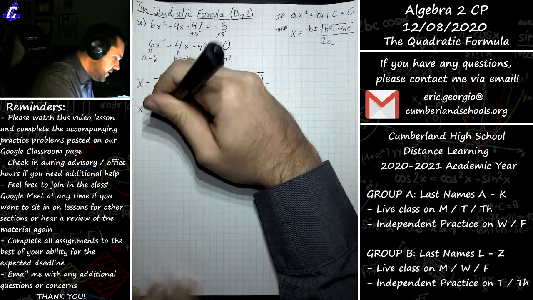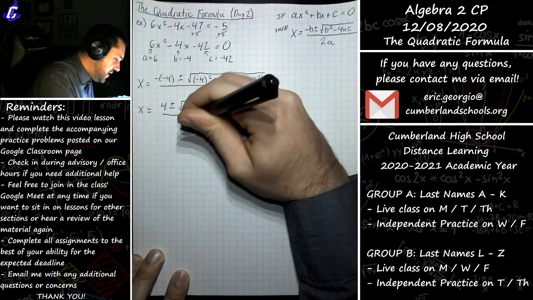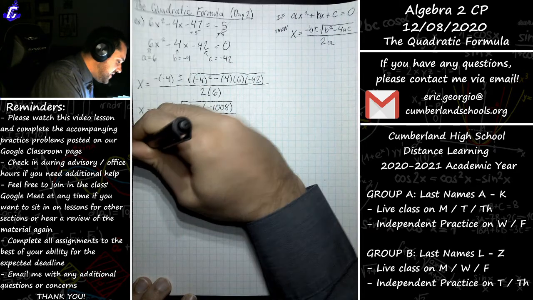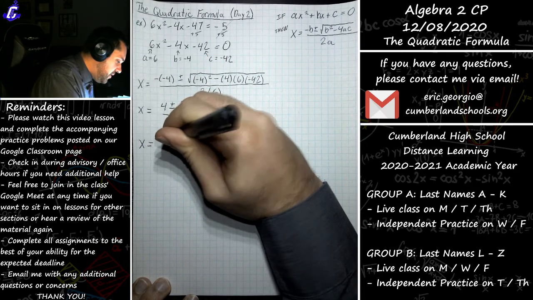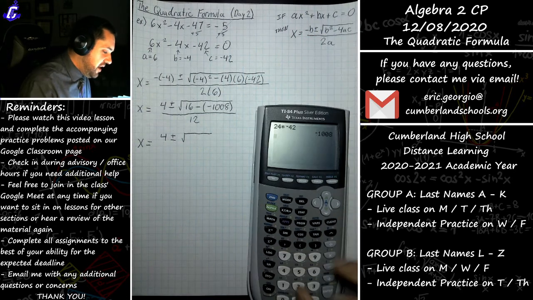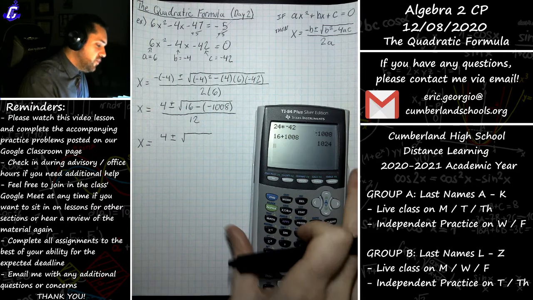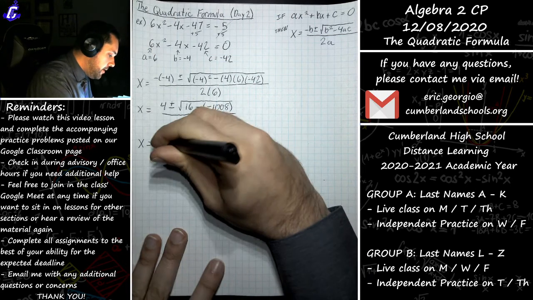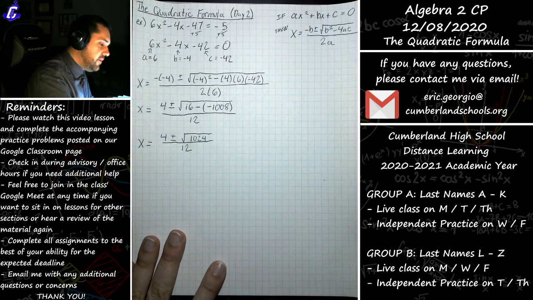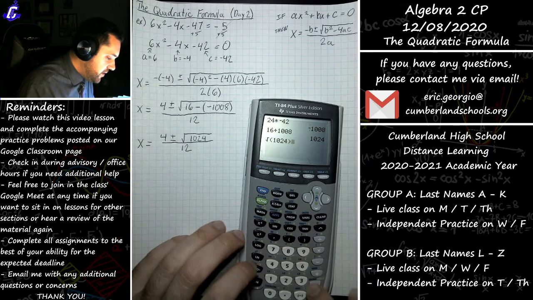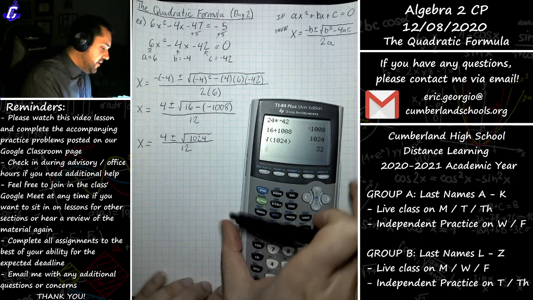All right, don't panic. Don't panic. I'm sure it'll work out to a perfect square, right? It must, right? At some point, hopefully. Let's find out. I'd get x equals 4 plus or minus the square root of 16 minus negative 1008, which is going to be 16 plus 1008, which is 1024, all over 12. The square root of 1024, please, please, please, 1024. The square root is, look at that, perfect square. Square root is 32.